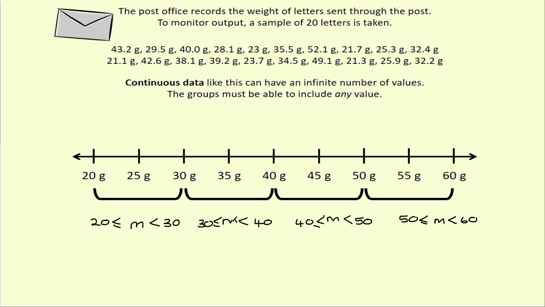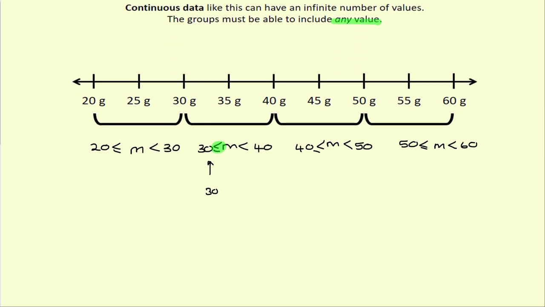And be careful with these inequalities. You can see that if you had a 30, 30 would go into that category because it includes the 30, but here it's got to be less than 30. So continuous data like this can have an infinite number of values. The groups must be able to contain any value. So the key learning points so far are this.